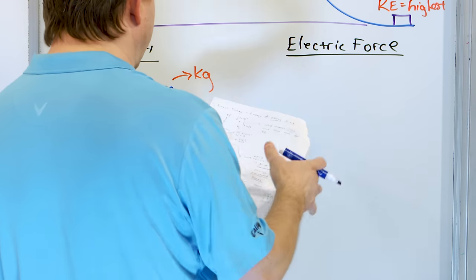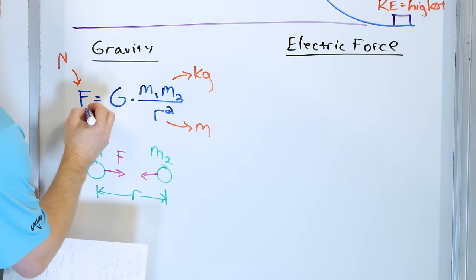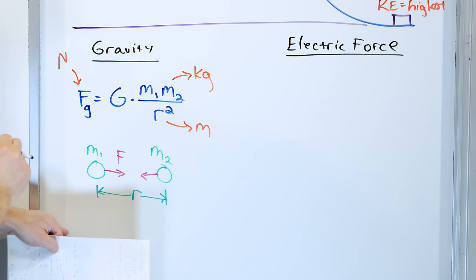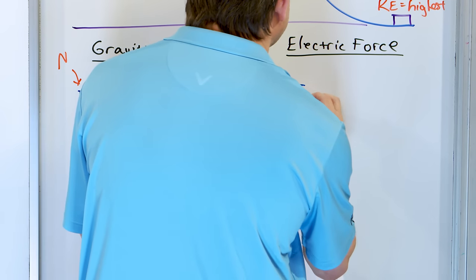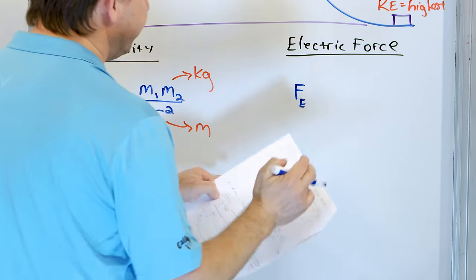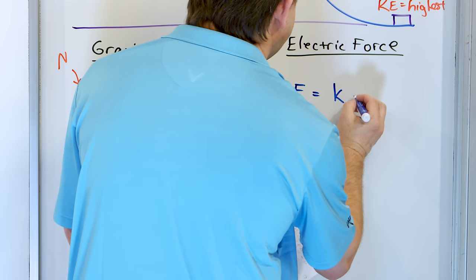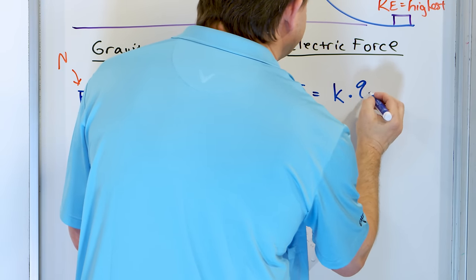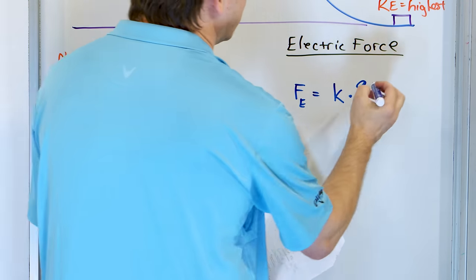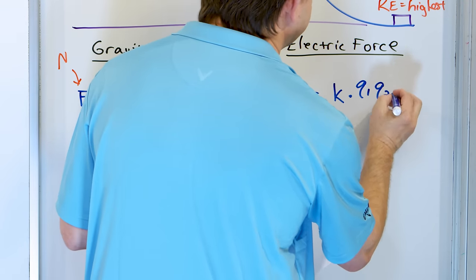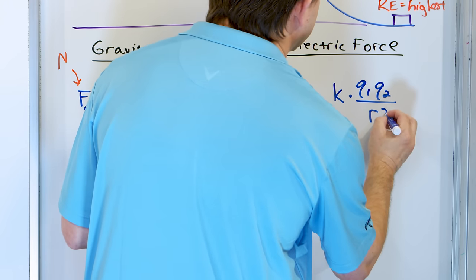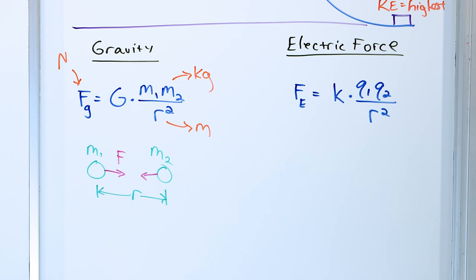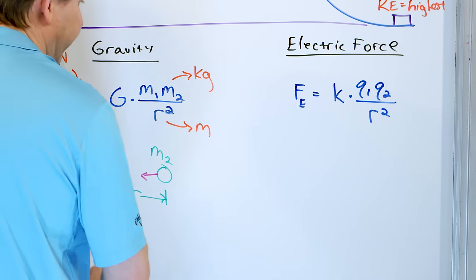Because check out the electric force. We'll call the gravity force F sub G. Let's take a look at what F sub E is for the electric force. It is some constant called K multiplied by the charge on object number one multiplied by the charge of object number two, and you divide this by R squared. Take a look at these two equations. Don't they look the same? And yes, they are the same. Basically, they're the same form.